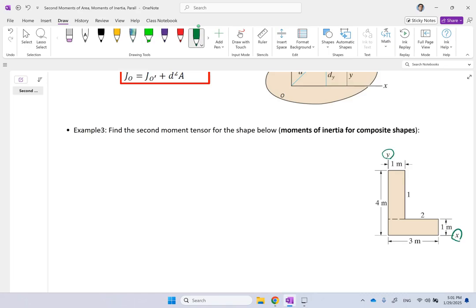So look at here. This L shape is given to me with dimensions, and it says find the second moment tensor, which is IXX, IXY, and IYY. Find these for this shape with respect to which axis? With respect to this axis that is here. The X is at the bottom, the Y is on the left. Find it with respect to these axes. Well, the problem is, if you consider this L to be one single shape, the centroid is probably here.